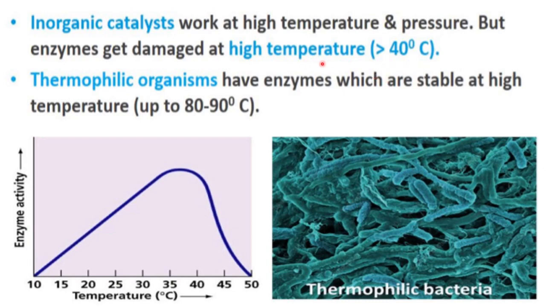But not for all enzymes, because there are some thermophilic organisms which are found at very high temperature. You know about archaebacteria, we have discussed archaebacteria also, right? Those organisms found at very high temperature are called thermophilic organisms, right? And those thermophilic organisms have enzymes which are stable at high temperature, up to 80 to 90 degrees Celsius, you can say. So this is not true for all enzymes, but most enzymes get destroyed at temperatures more than 40 degrees Celsius.